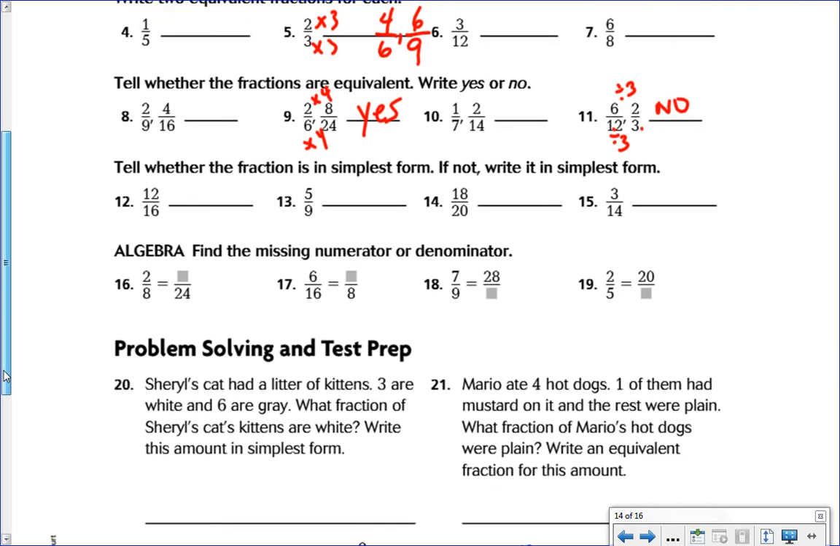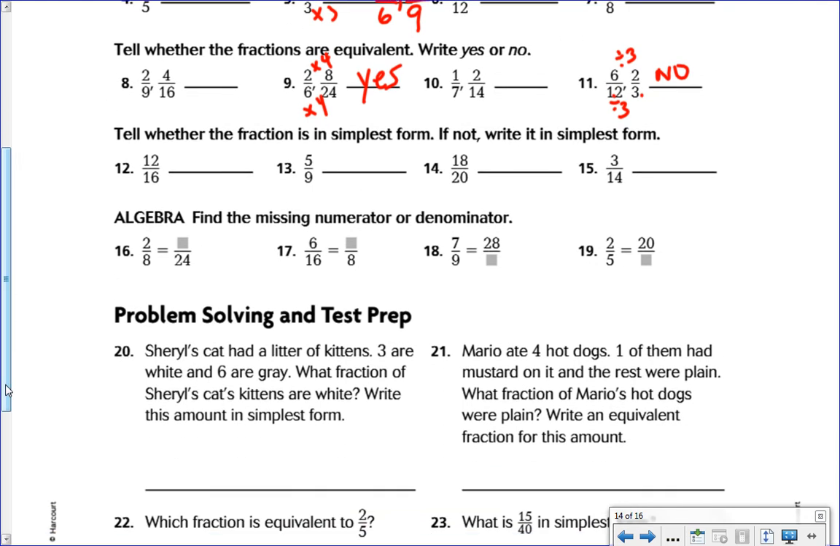All right, so tell whether the fraction is in simplest form. If not, write it in simplest form. Let's choose one that's not already prime. All right, I've got 18 over 20. Those are not prime numbers, so it is not a simplified fraction already. Let's divide by 2, because that's easiest. Okay, 18 divided by 2 is 9. Over 20 divided by 2 is 10. 9 is a prime number, so I can't go any further with that one.